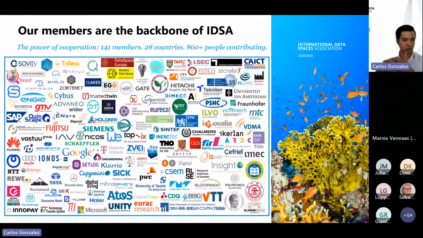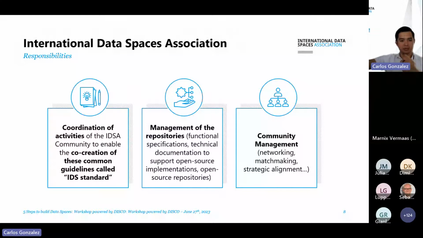We have many research institutions, universities. Many of you here are members as well, or close collaborators of ours. We have members from 4 continents, and many sorts of backgrounds and expertise, and these members are bringing their expertise to co-create the IDS standard with us. This is the whole association, but we also have the head office of the association in Dortmund, Germany. We're around 30 colleagues working for IDSA, and we have 3 main responsibilities.